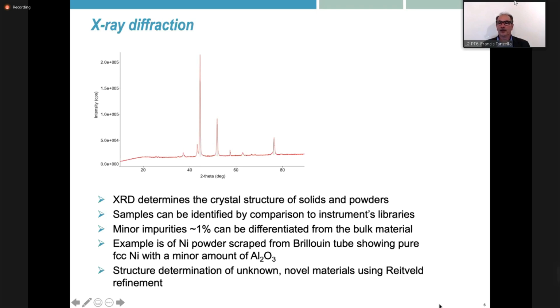The 3 major peaks are from the face-centered cubic lattice of nickel. The minor peaks are from the alumina powder impurity, since this nickel was scraped from a nickel coating on top of alumina. The structure of unknown materials created during the LENR process may be determined using something called the Rietveld refinement, which is much better than the old ways we used to do powder diffraction analysis.